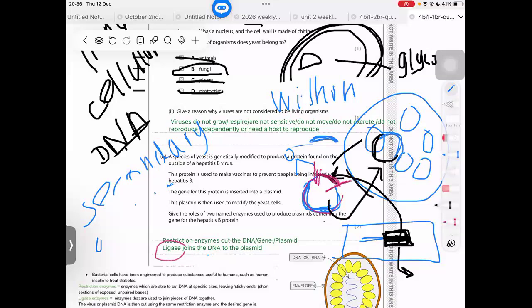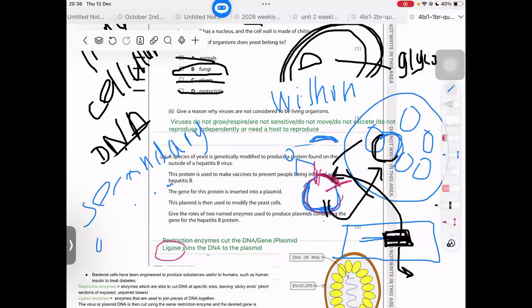Miss, I wrote that restriction enzyme is used to cut the desired gene, and DNA ligase is used to paste it onto the plasmid. Onto the plasmid, yeah, it's correct. DNA ligase is used to paste it, right? It's correct, no issue. Attach, paste. You can use those words, right?